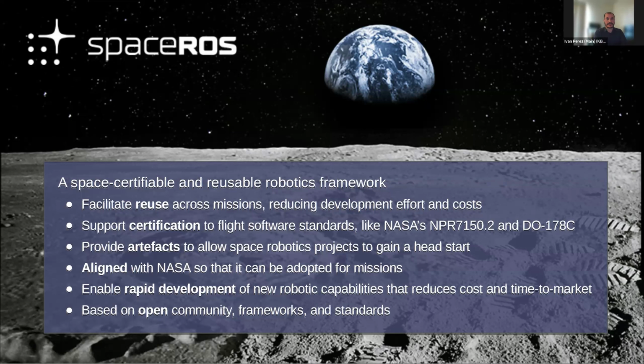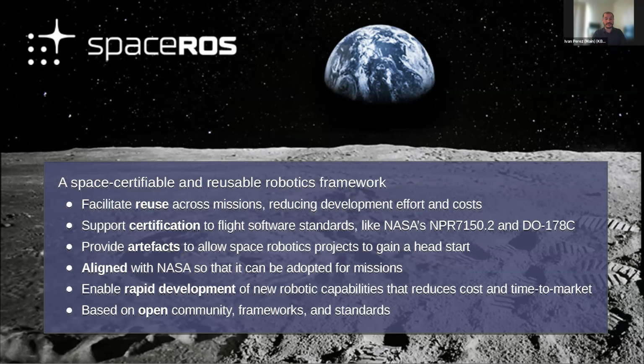Space ROS provides artifacts that facilitate creating robotic systems for space. Even though it is a community project, it is open. We have participation from all over the world, including people from other space agencies. There's been a lot of interaction with people working with NASA requirements, so that it is relatively aligned with the processes at NASA and is easy to go through those processes.